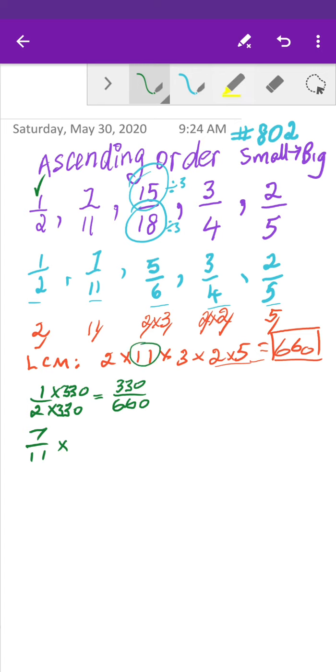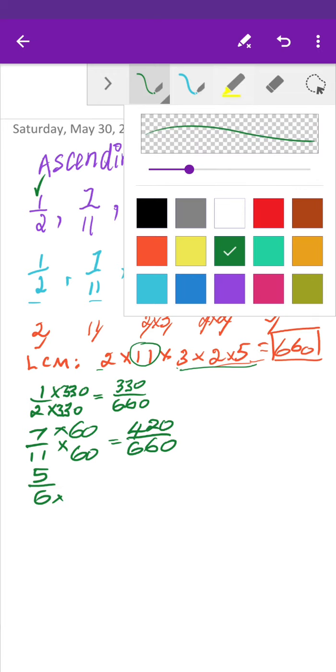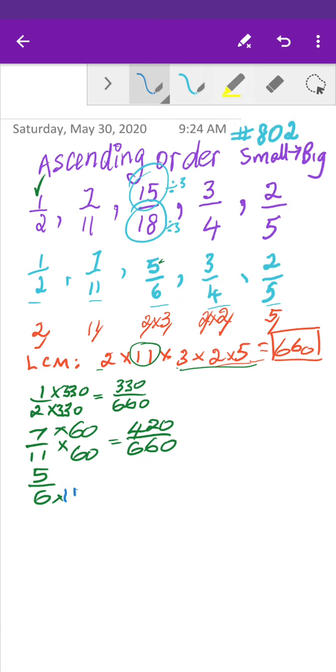Okay, now 7/11. If I take 11 out, I've got 10 times 66 is 660. I've got to multiply both of these by 60. So 7 times 60 is 420, 11 times 60 is 660. Okay, so we've survived our 7/11. Now we've got 5/6. We multiply this by 110 because 6 times 110 gives 660. We need to get 660 on the denominator. So that makes 550 on the numerator.